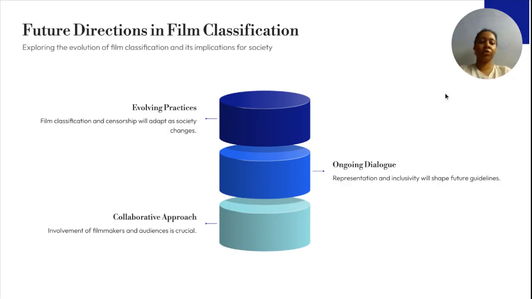So it's not just left for the board of executives, if you want to say, the governing bodies of the film classification system. But filmmakers and audiences will have more of a role in terms of that.